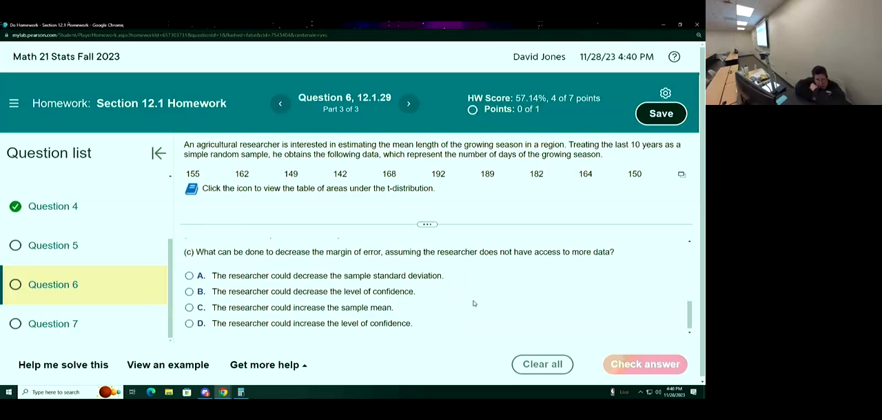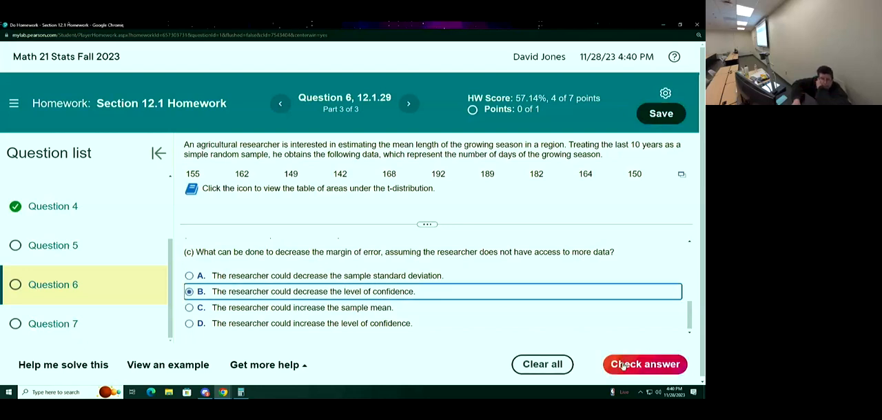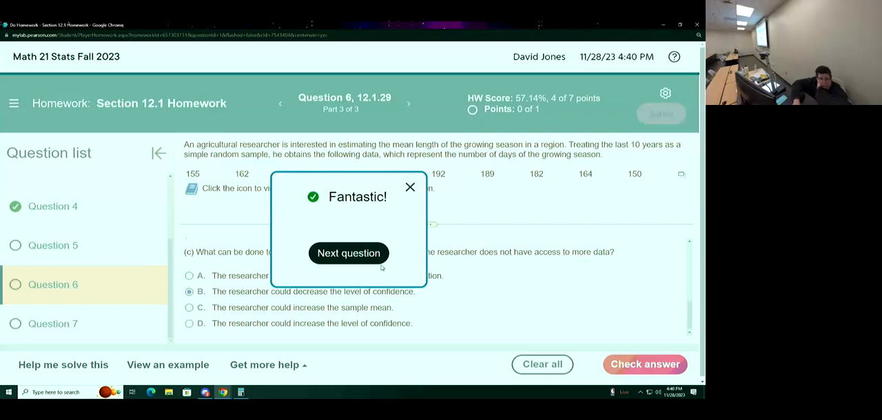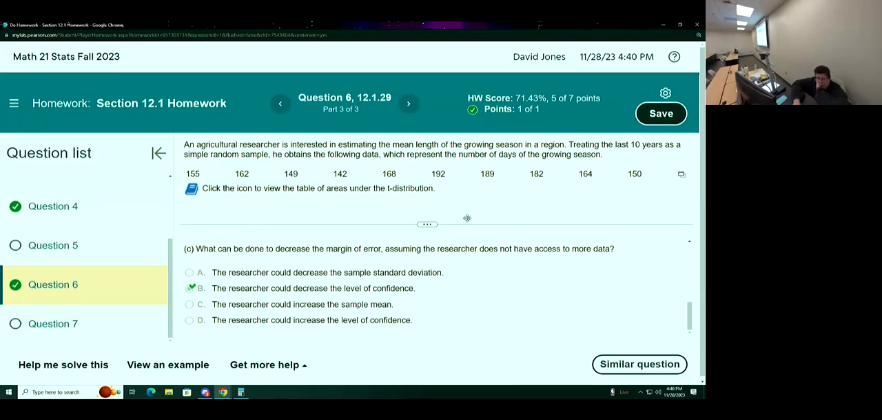So what could be done to decrease the margin of error? The margin of error is related to the confidence interval. The higher the confidence level, the wider the margin of error. So if they want to decrease the margin of error, they have to decrease the level of confidence. That was it for number 6. All right, now I've done 5 out of 7 for you.